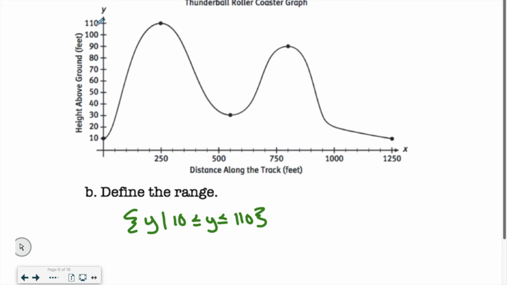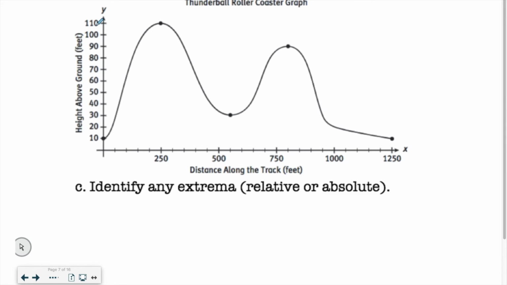So y such that y is in between 10 and 110, because 10 and 110 are the lowest and highest values of your y-axis. And now we have to identify the extremas. So those are your relative minimums and maximums. So looking here, I can see that this is one of them, this is one of them, this is one of them, this is one of them, and this is one of them. So immediately I want to identify the absolute minimums and maximums. So my absolute ones are going to be, this is the lowest point, which is the same as this one. However, this has a different x value. This is my highest maximum.